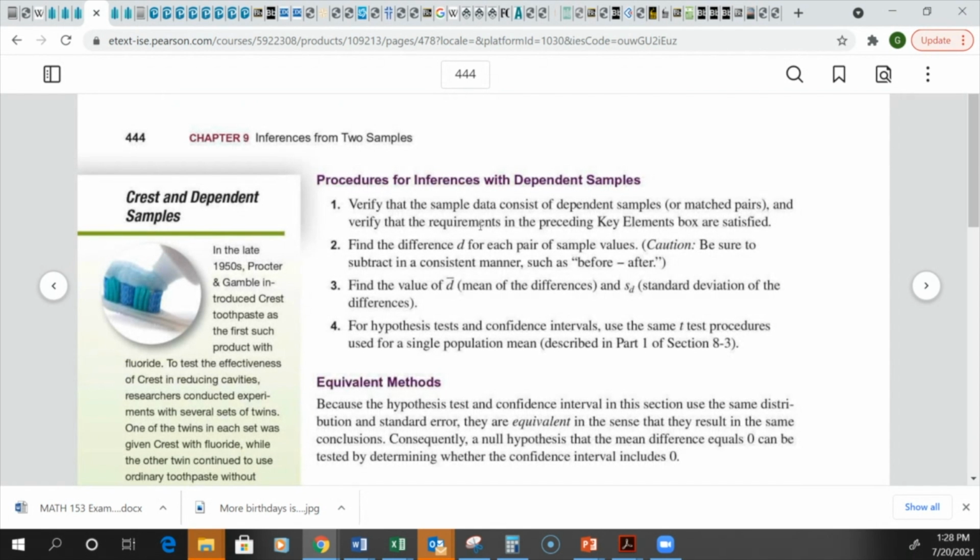And so what do you do? Well, those are the procedures. Make sure that you do have dependent samples, and make sure that they are simple random samples and you have at least 30, and then subtract each one. So for example, before minus after. And I'd already said be consistent. And then you have a whole bunch of D values, find the mean, find the standard deviation, plug the stuff in, and you're good to go.